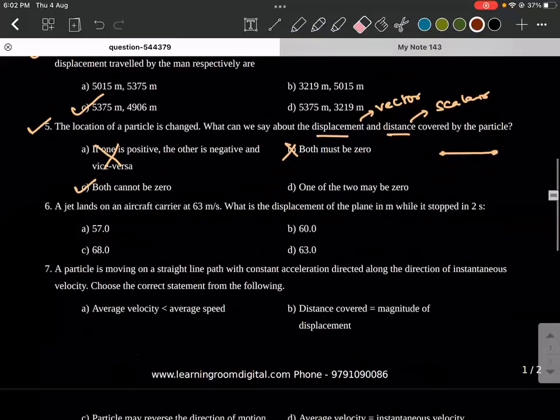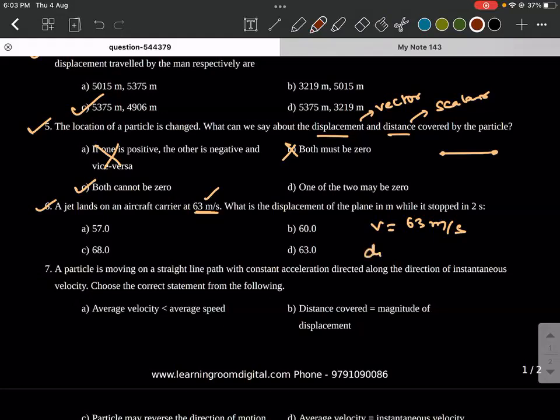Yeah. Shall we proceed? So there is a jet that lands on an aircraft carrier at 63 meters per second. So that is the speed. What is the displacement of the plane in meters while it stopped in 2 seconds? What can you say? So V is equal to 63 meters per second. What is the displacement when it stopped in 2 seconds? So how to calculate?